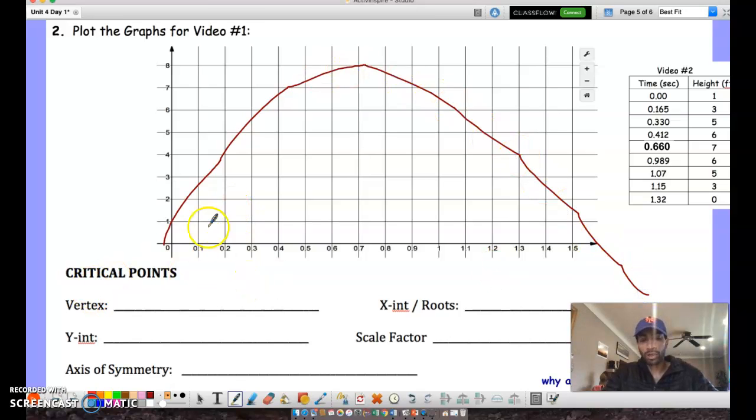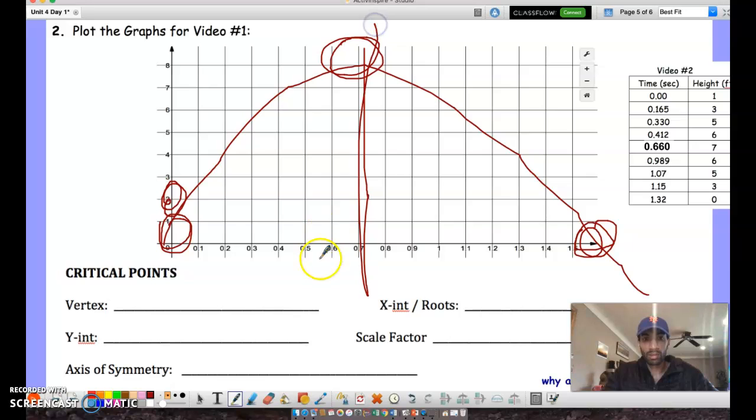Then we can look at some critical points. Vertex is your maximum right here. The roots, or x-intercepts, is where it crosses the x-axis right here. The y-intercept is where it crosses the y-axis right here. The axis of symmetry goes down the middle. And the scale factor is how stretched out it is.